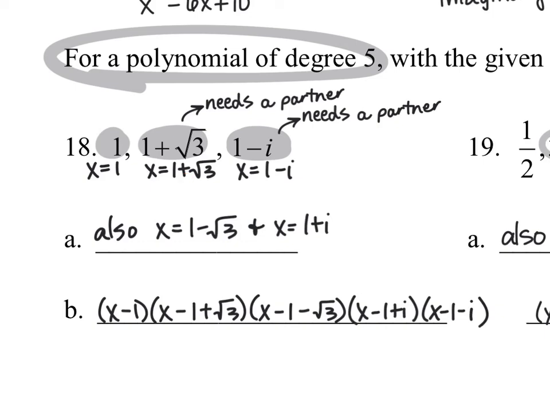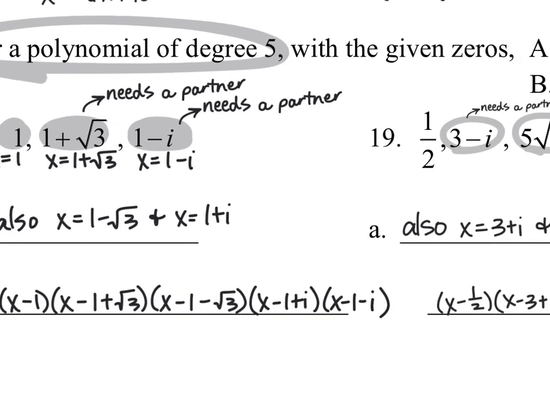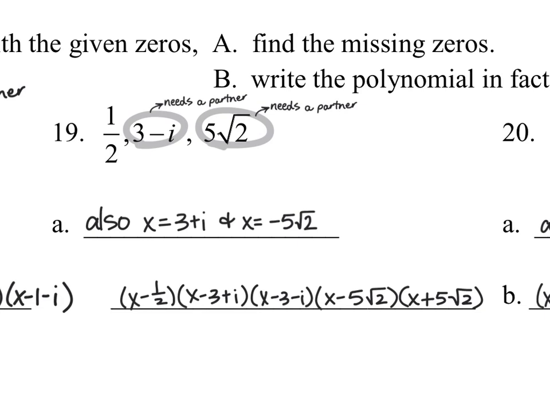So we have also the x's of 1 minus 3x and 1 plus 3x, and then I just wrote those in their factor formats, just stacked together like that for the factored form of the polynomial. Number 19, once again, we have a rational number here, so we do not need a partner for that, but 3 minus i needs a partner, and so does 5 root 2. So we also have solutions of 3 plus i, which is the complex conjugate of this, and negative 5 root 2, which is the conjugate of that.